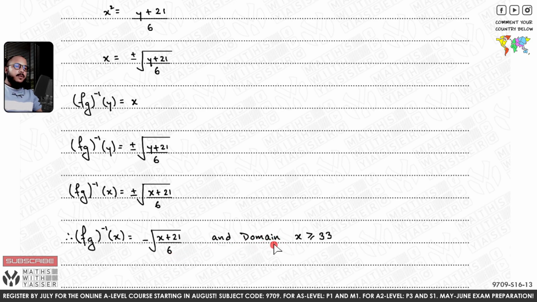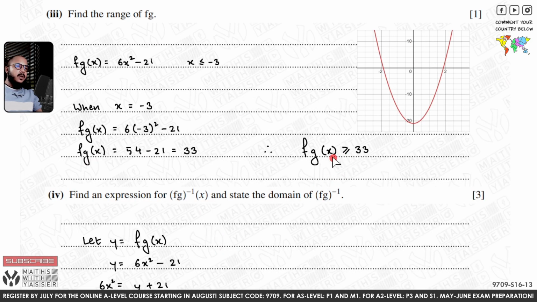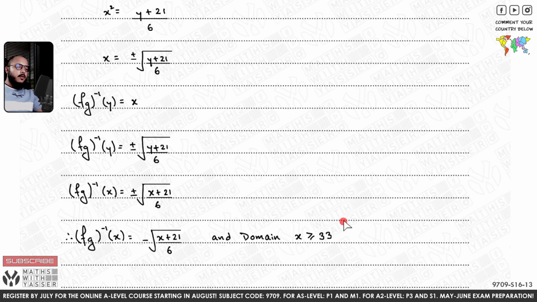And the domain of the inverse function will be the range of the normal function. The normal function was fg(x). So the range of the normal composite function fg(x) was greater than or equal to 33. This is the range for fg(x). So that means this number will become the domain of the inverse function. So the domain will be x is greater than or equal to 33.